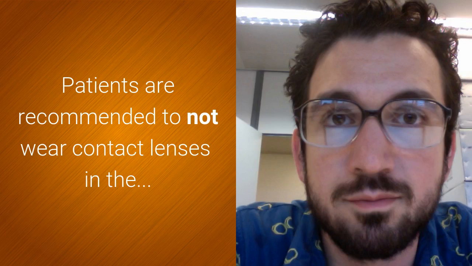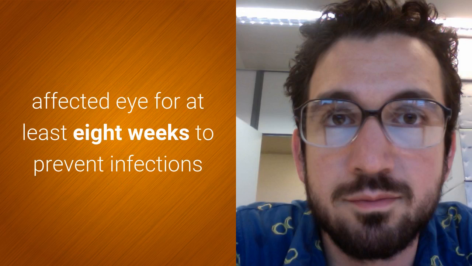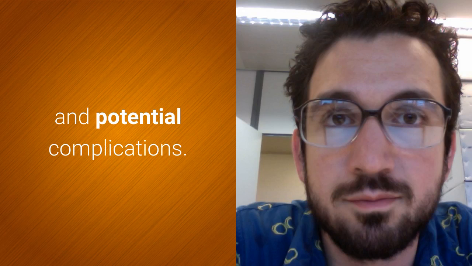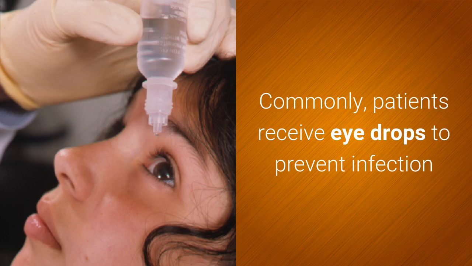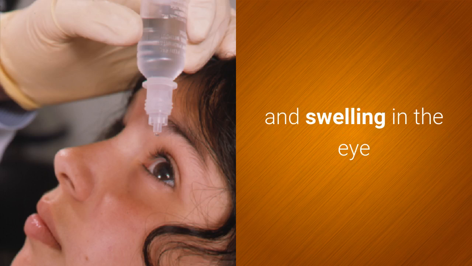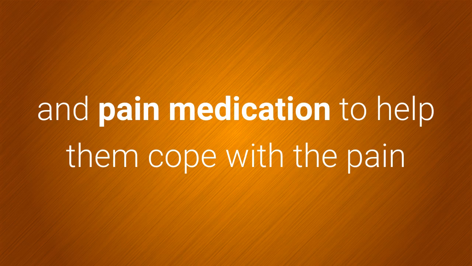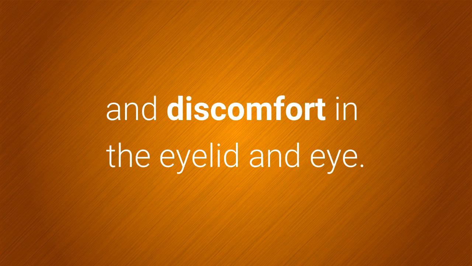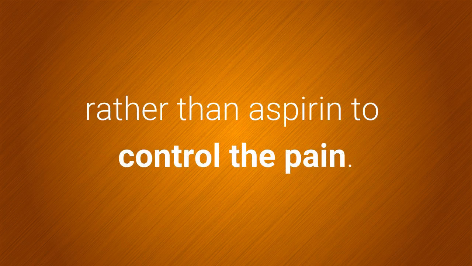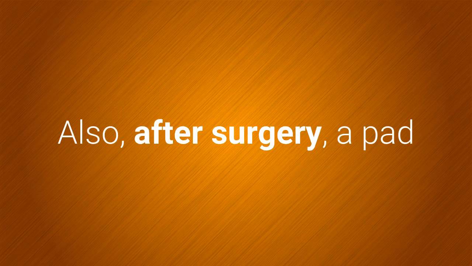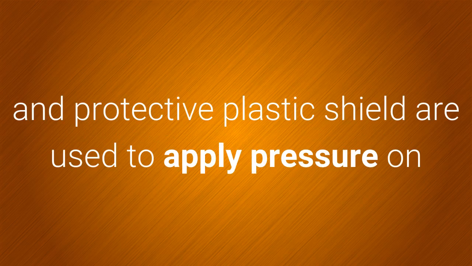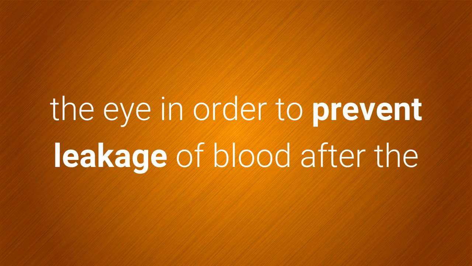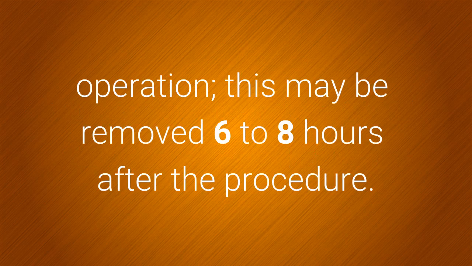Patients are recommended to not wear contact lenses in the affected eye for at least 8 weeks to prevent infections and potential complications. Commonly, patients receive eye drops to prevent infection and swelling in the eye, and pain medication to help them cope with the pain and discomfort in the eyelid and eye. One can use paracetamol rather than aspirin to control the pain. Also, after surgery, a pad and protective plastic shield are used to apply pressure on the eye in order to prevent leakage of blood after the operation. This may be removed 6 to 8 hours after the procedure.